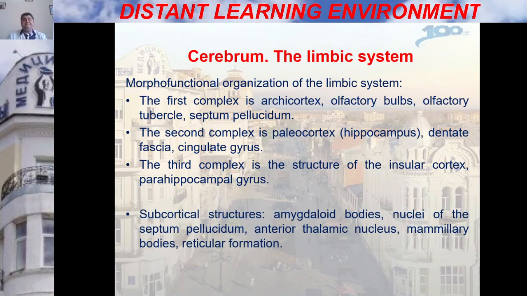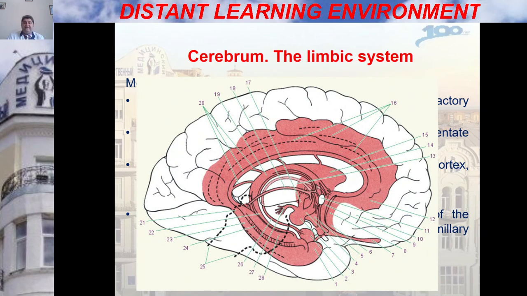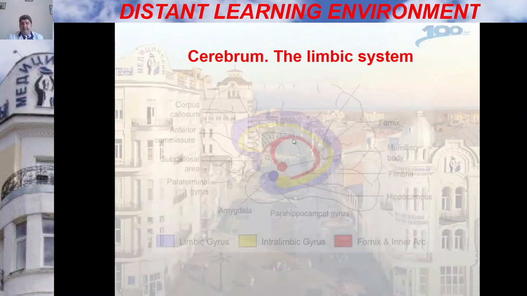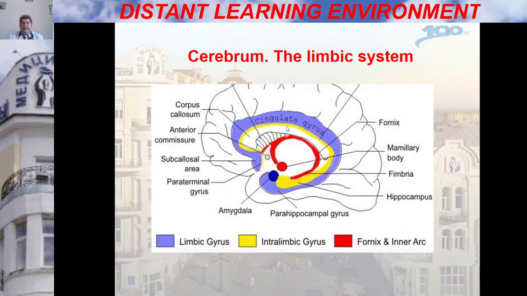Subcortical structures, amygdaloid bodies, belong to the limbic system. Also the nuclei of the septum pellucidum, anterior thalamic nucleus, mammillary bodies, and reticular formation. And you may see this part of the limbic system which forms our behavior, food instinct, sexual instinct, and other instincts here. So also you may see on this picture the parts of the limbic system.